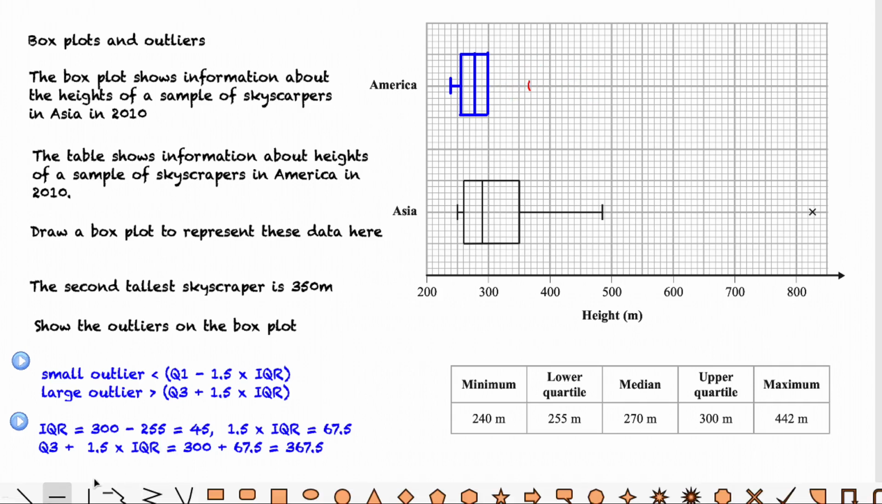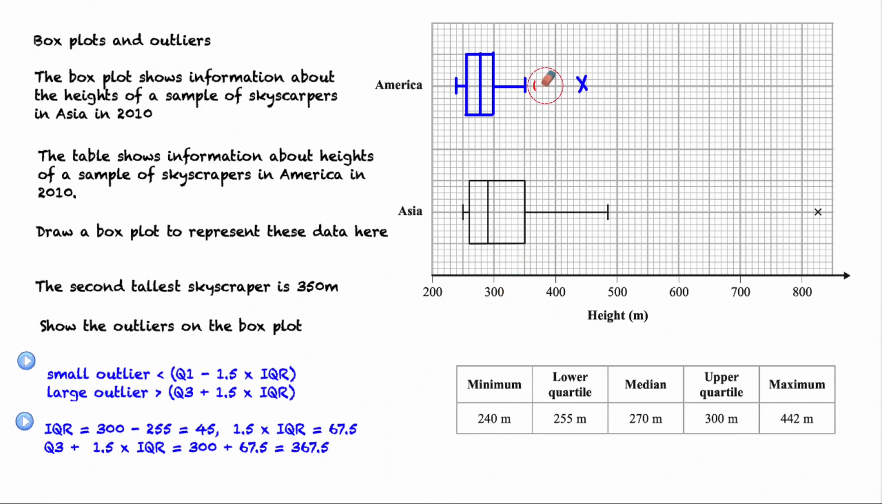Now on this box plot, I need to mark the next tallest skyscraper at 350. I can join the whisker there. And then I need to mark my outlier with a cross at 442. Remember, that was my outlier. So I'm just going to put in a cross to show where the outlier was. Now I don't need to leave that red mark on there. I was just showing that was the boundary that I found.